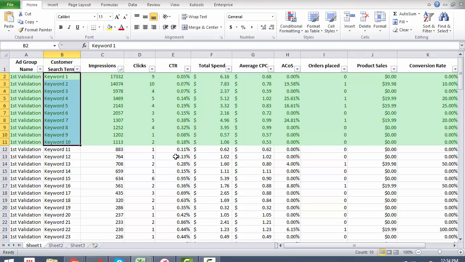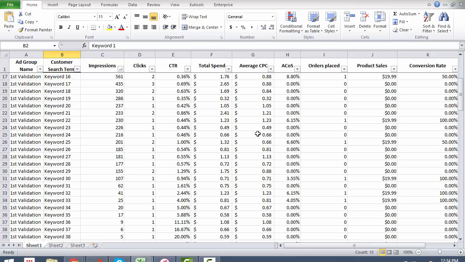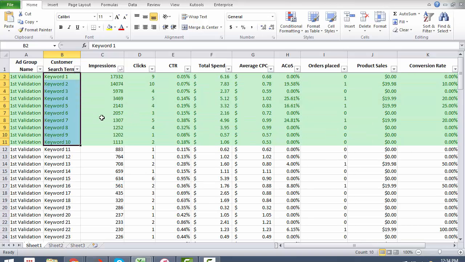Okay, so now that we covered the main subject of validating our listing, I want to take a quick look at all this data that I was able to collect in the first 3-day auto campaign. As we can see, these are the keywords with the most impressions. This one right here had over 17,000 impressions. Actually, the top two, 17,000 and 14,000, are obviously the biggest two keywords in terms of impressions for this campaign.